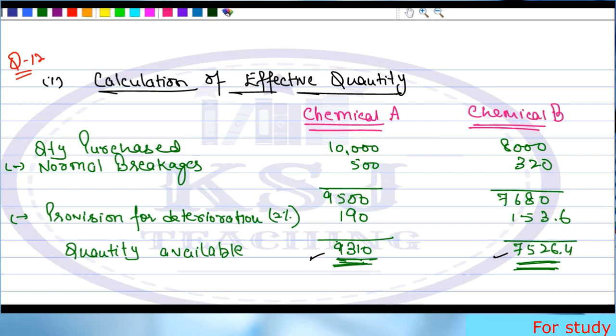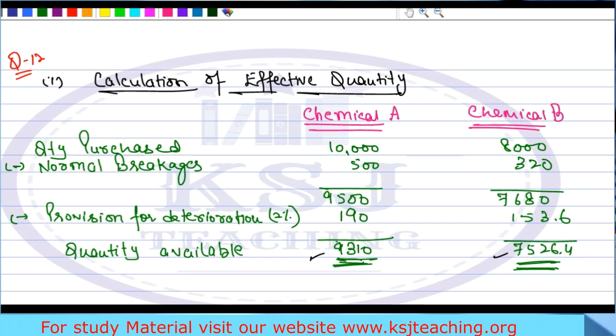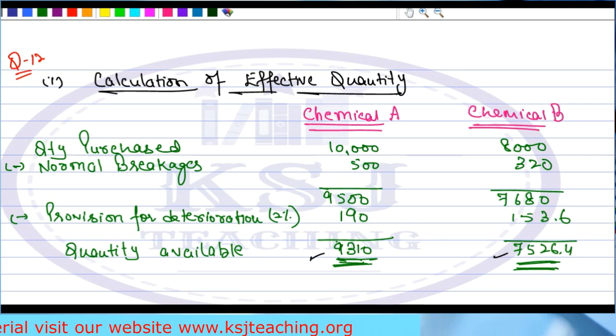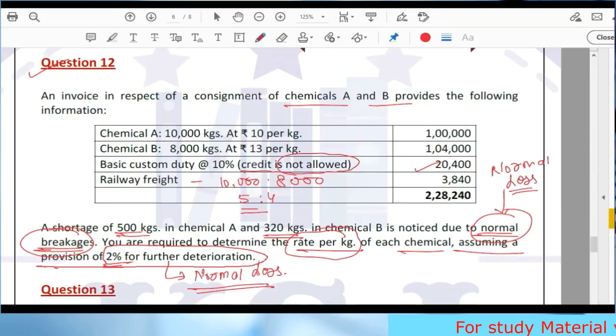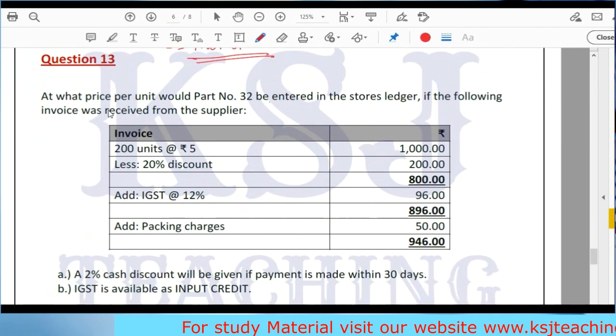Clear? In the whole costing, just remember one thing: whenever there is an abnormal loss, the abnormal loss will always be charged to the costing profit and loss account. This is a rule for the whole costing. Sorry, not for this chapter only. Clear? This is the rule for the whole of costing. Moving on to the next question. Question number 12 is done. Let's come to question number 13.